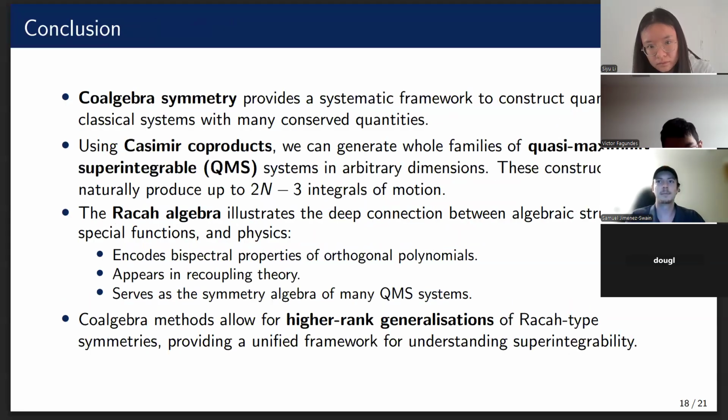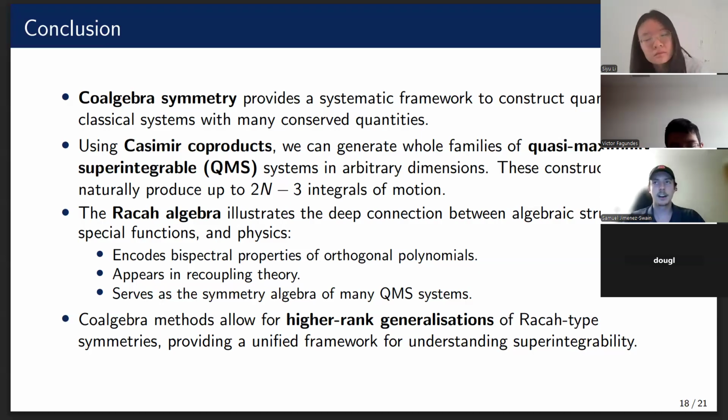So to wrap up, we started with this idea of a coalgebra symmetry as a systematic way to build up the quantum and classical systems with many conserved quantities. This method then lets us construct whole families of QMS systems in arbitrary dimensions by taking the coproducts of the Casimirs. And again, to reiterate, the power of this approach is that you get the whole 2n minus 3 or 2n minus 2 integrals of motion essentially directly.